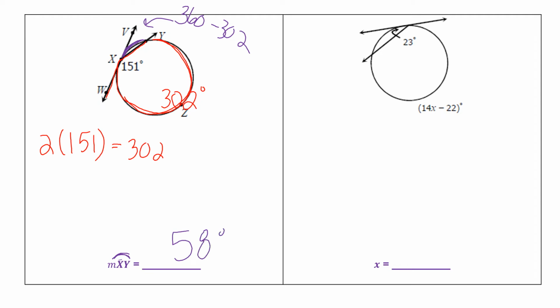The other option would have been to find angle VXY first, which to do that, since the two angles form a linear pair, you could have done 180 minus 151, which would have given you 29. And then to find the arc, double 29, and 29 times 2 is 58.